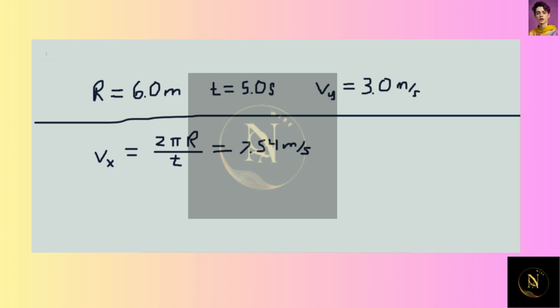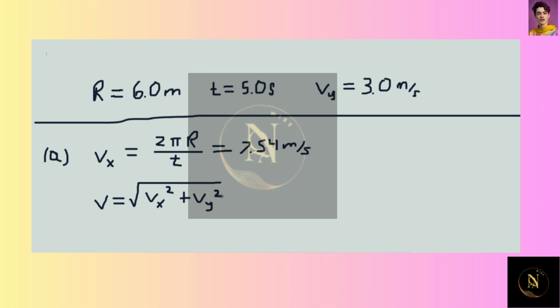Now that we found the velocity in the x direction, we can use that velocity and the velocity in the y direction, which we were initially given, to find the speed relative to the ground. Because the speed relative to the ground, and let's indicate this as part A, is going to be equal to v, which is equal to the square root of the velocity in the x direction squared, plus the velocity in the y direction squared.